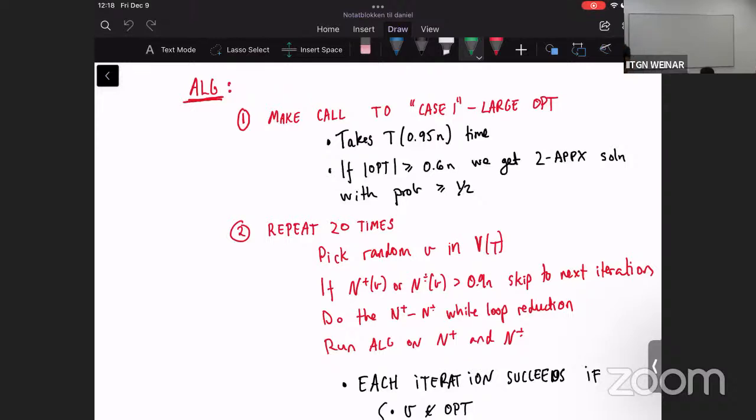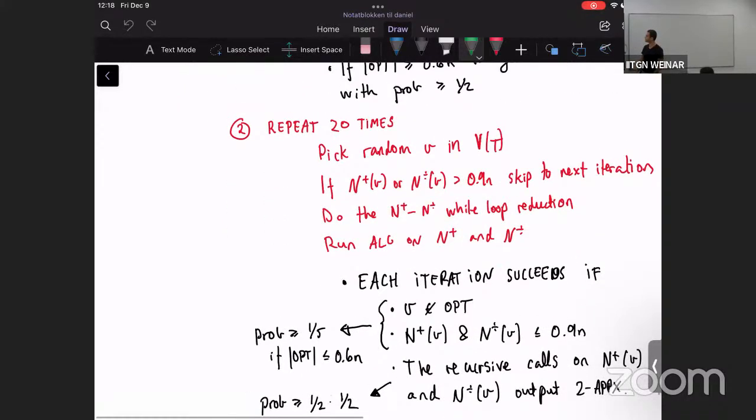Additionally, it's going to do case 2, but it's going to do case 2 20 times. So 20 times, it will pick a random vertex, and then if either the out or the in neighborhood is too large, it's just going to skip to the next of the 20 iterations. If it's not too large, then it does the n plus n minus while loop thing.